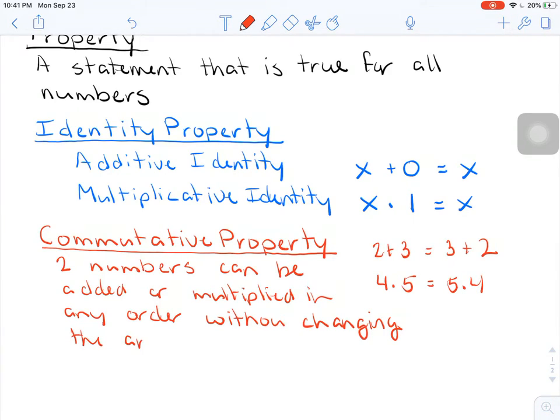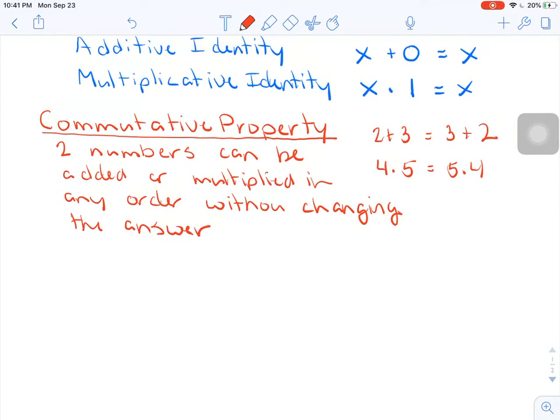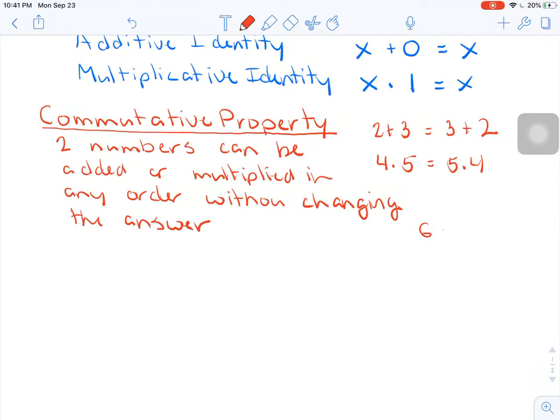It does only work for addition and multiplication. If I tried the commutative property with division, if I did 6 divided by 3, that would give me 2. If I try to switch that around, 3 divided by 6, that gives me 1/2. The answer changed. 2 and 1/2 are not the same thing, so it does not work for division.